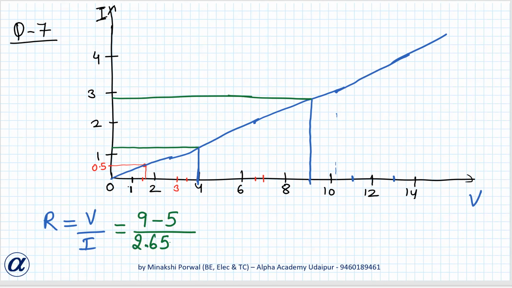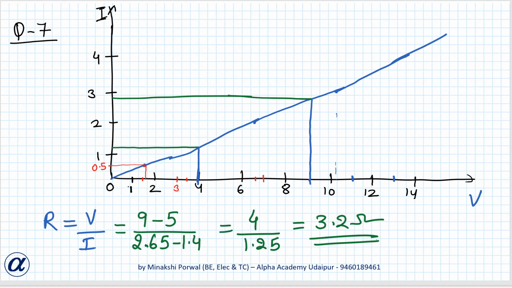When you draw an exact graph you will get somewhat around this value. You won't get the exact value, but somewhat around this. So this will be equal to 4 by 1.25, that is equal to 3.2 ohm. So approximately 3 ohm resistance you will get. This way you have to do this question.